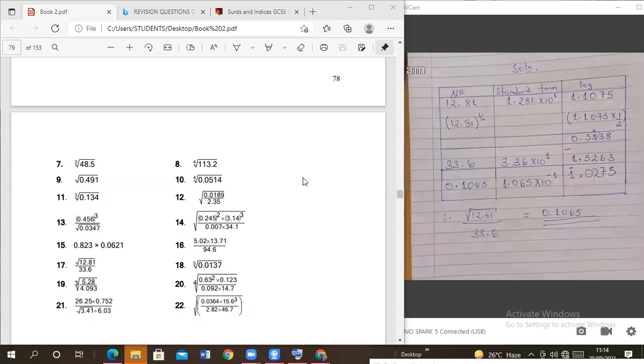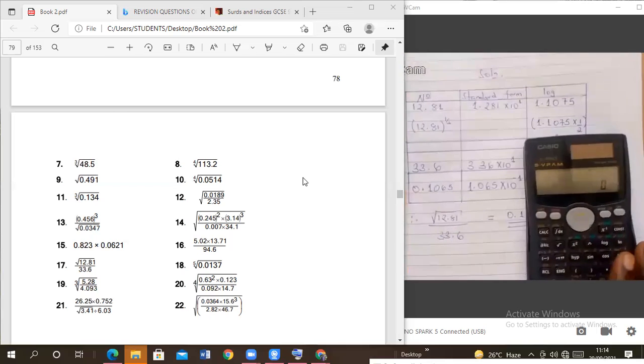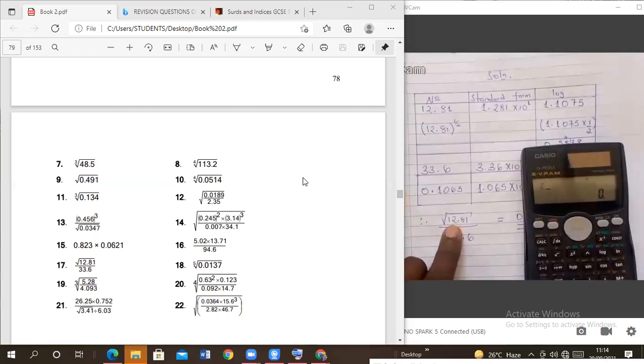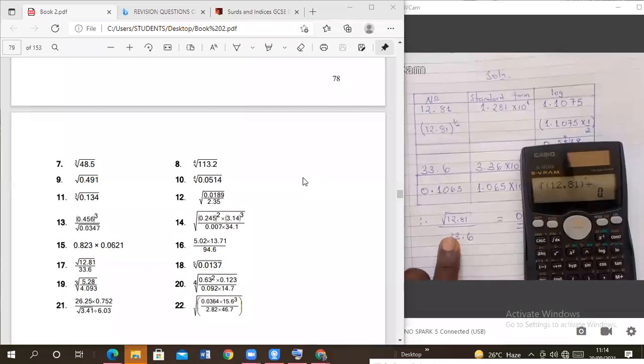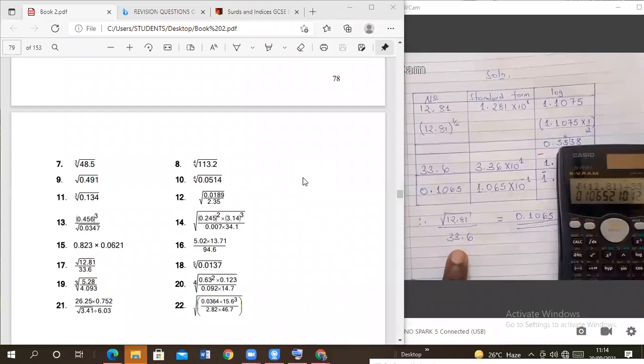Are you together, members? Yes, teacher. Can we prove our answer? Pick your calculator. The first one is the square root of, open a bracket, 12.81. Close that bracket. Divide by 33.6. What do you have there? Is it not the same, members?